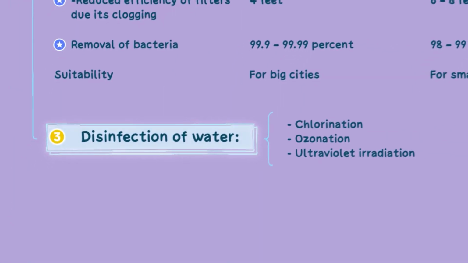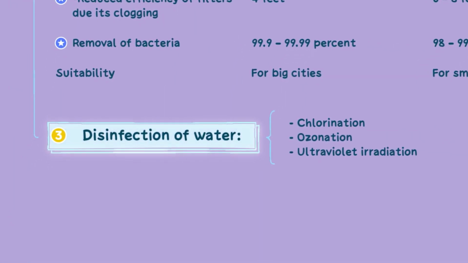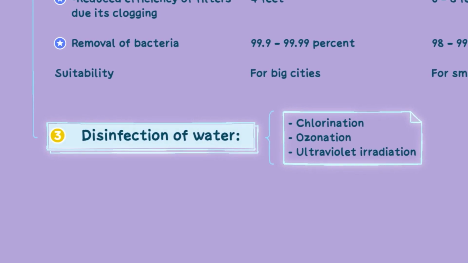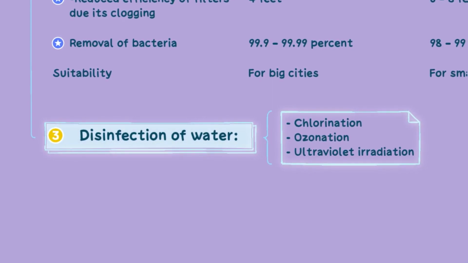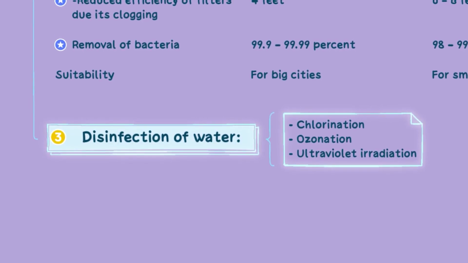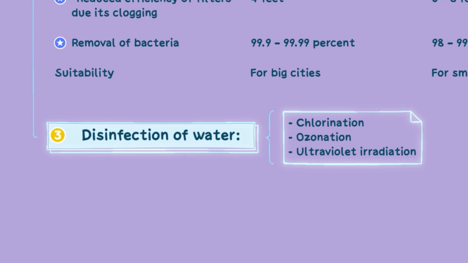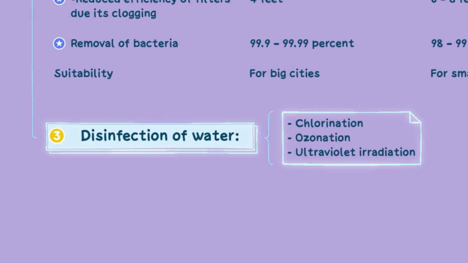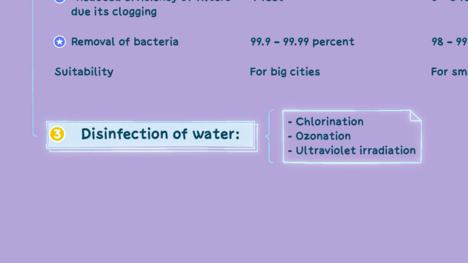Lastly, disinfection of water can involve chlorination, which is adding chlorine to water. Chlorine, when added to water, forms hypochlorous acid, or HOCl, which is a strong disinfectant. Hypochlorous acid acts by damaging the cellular structures of microorganisms, thereby killing or inactivating them.